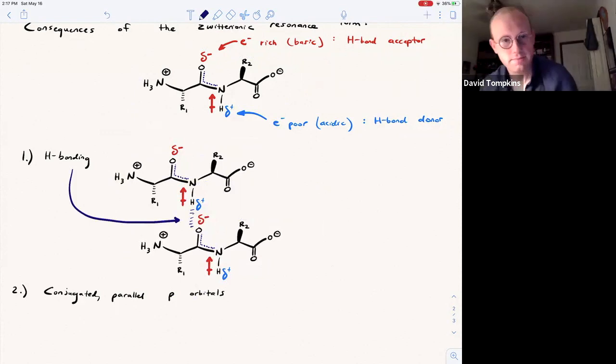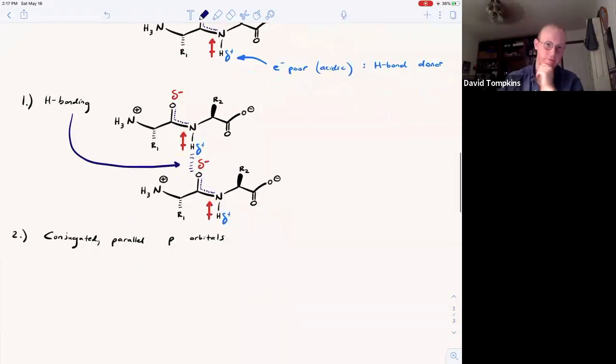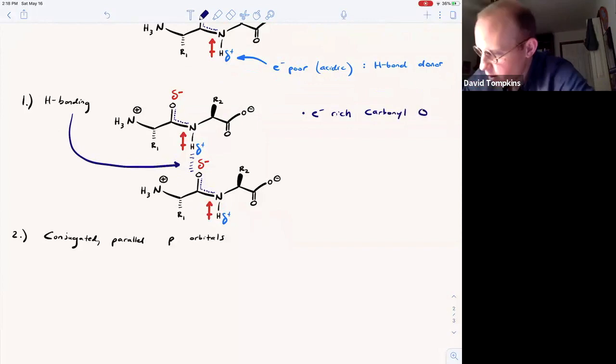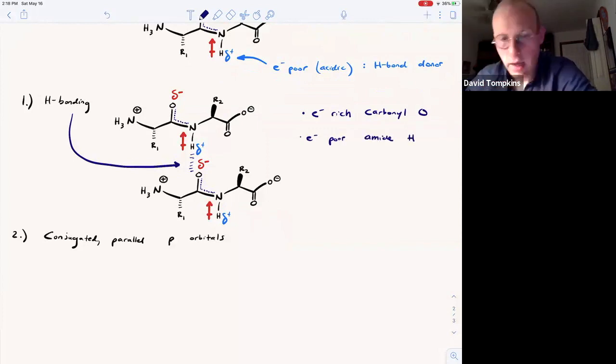It is non-covalent, but it is especially important when you have a large collection of hydrogen bonds. And amide functional groups are some of the best at hydrogen bonding. These are excellent at hydrogen bonding because they have an electron-rich carbonyl oxygen and an electron-poor amide proton. And it's all about charge here, because hydrogen bonding is simply electrostatic.